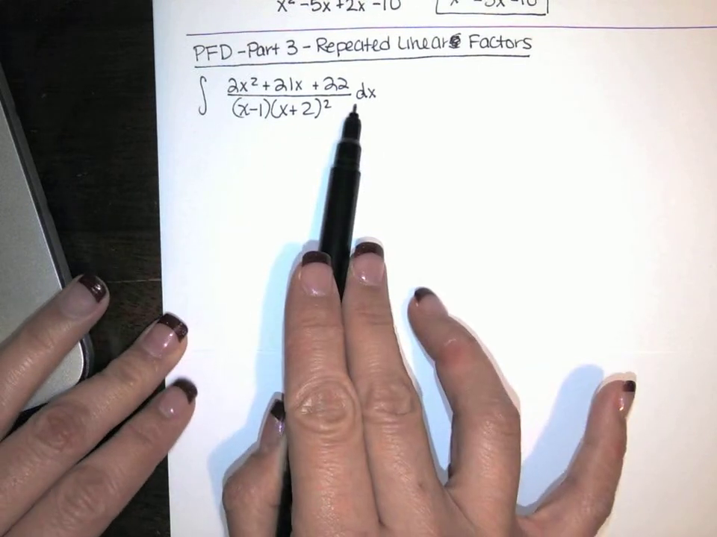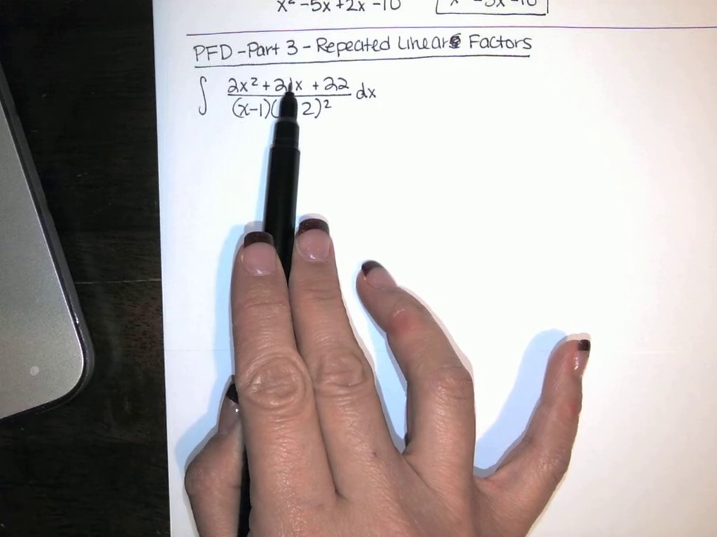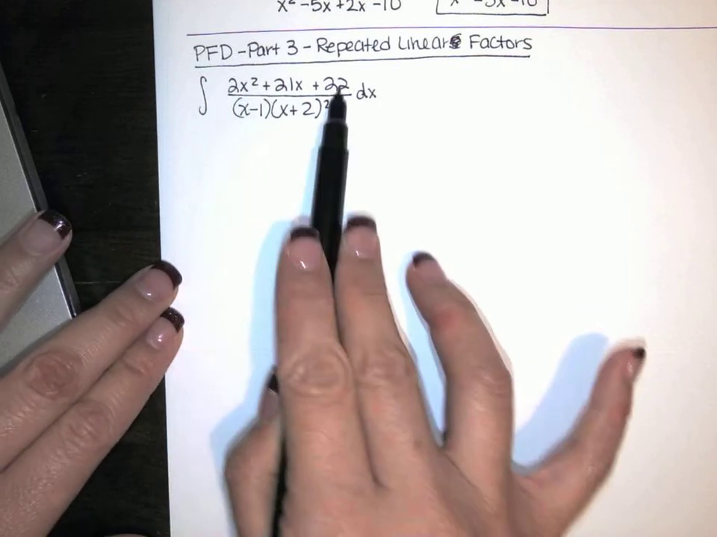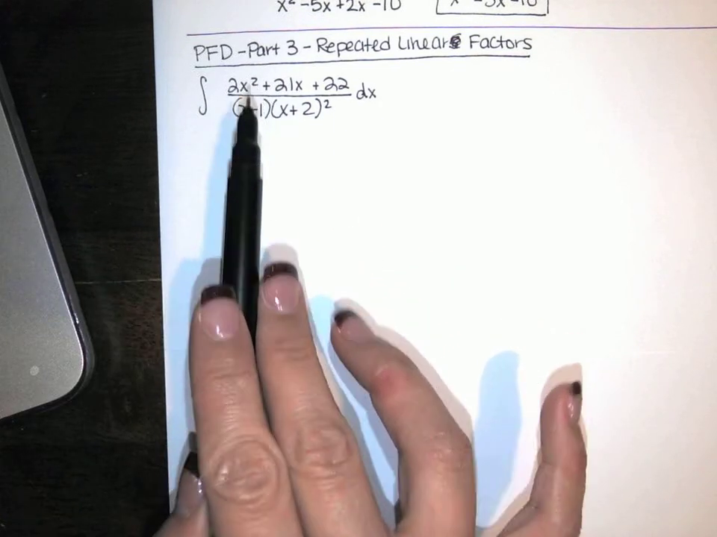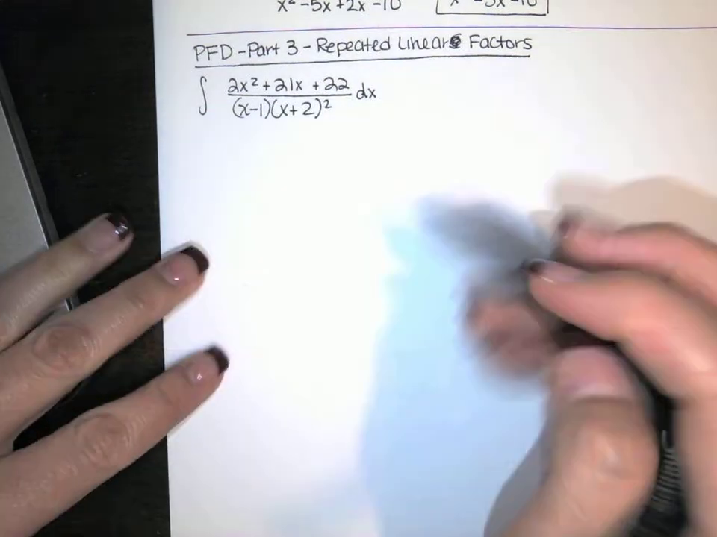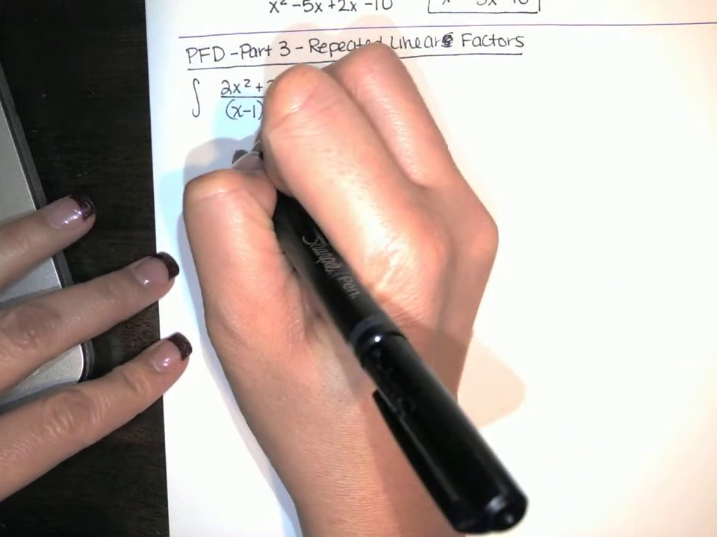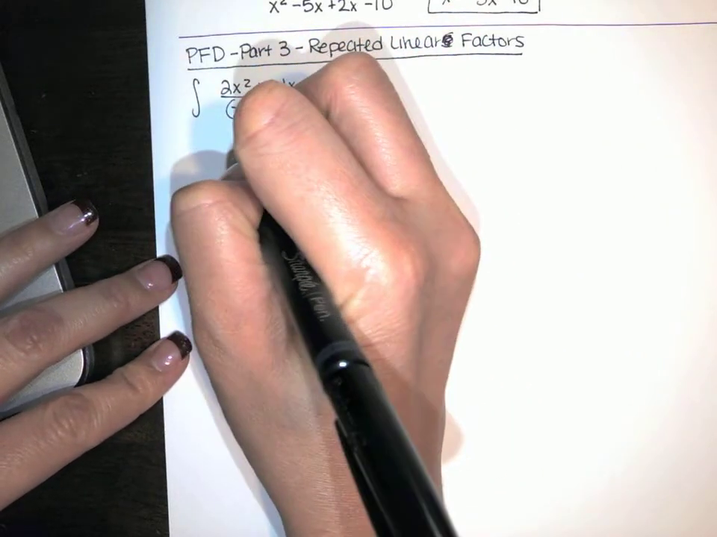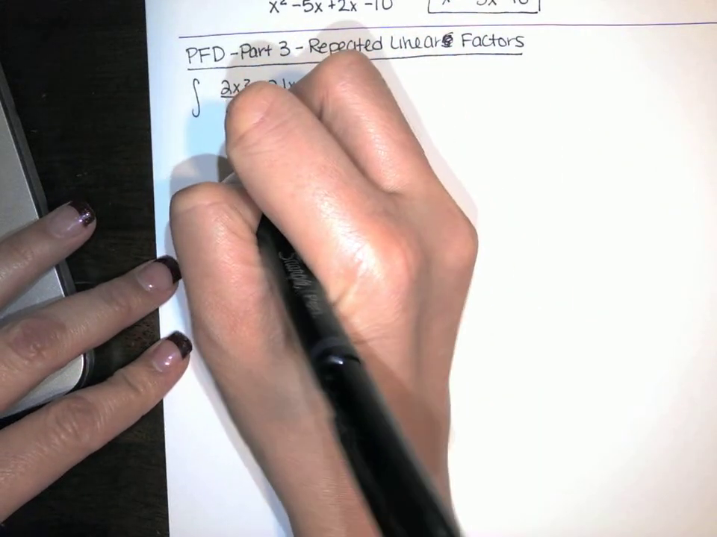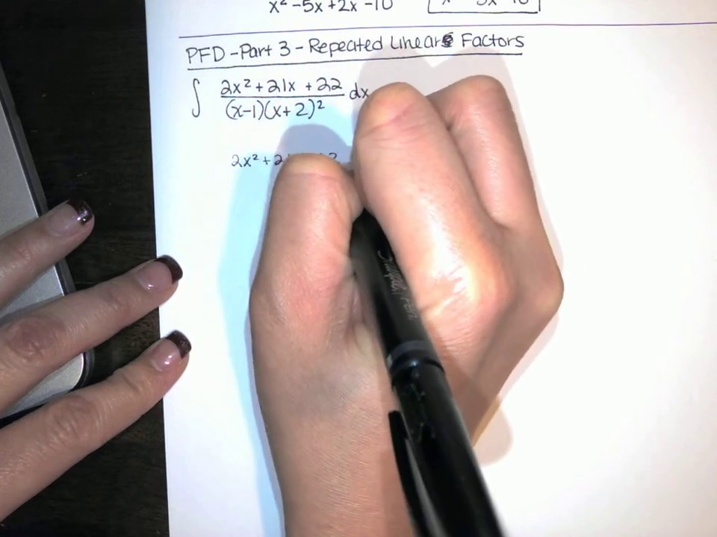X times x times x is going to give me an x cubed. So the degree of the denominator is greater than the degree of the numerator, or like we've been saying in other videos, the degree of the numerator is 2, and that's less than the degree of the denominator. So partial fraction decomposition is the right way to go with this, and we don't have to do long division first. So we're just going to start initially by factoring. You factor the denominator as much as possible.